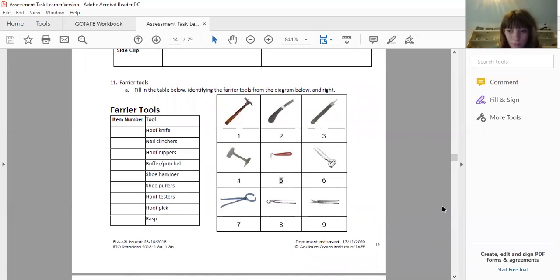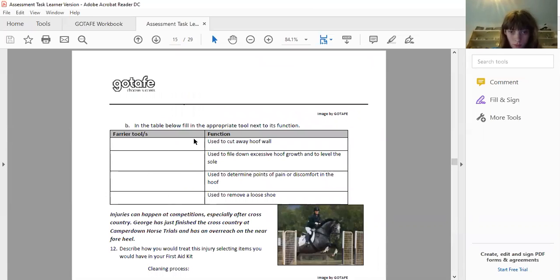And then 11's looking at you identifying the different tools that are pictured there, and then identifying for these ones their function, what specific tool would be used for cutting away hoof wall or filing down excessive hoof growth. So you can use that based on the images listed above.